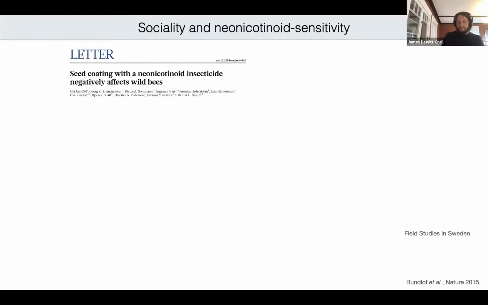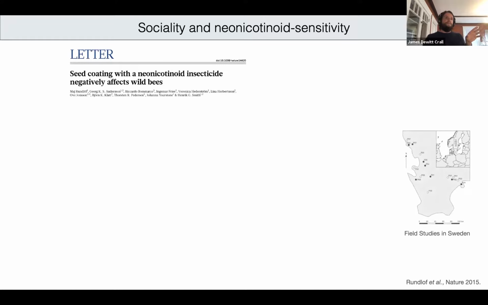So why might this be important? This is some data from a field study looking at realistic field conditions, where some fields are treated with seed-coated neonicotinoid and some aren't. What are the impacts in these fully realistic field conditions on bees of different types?